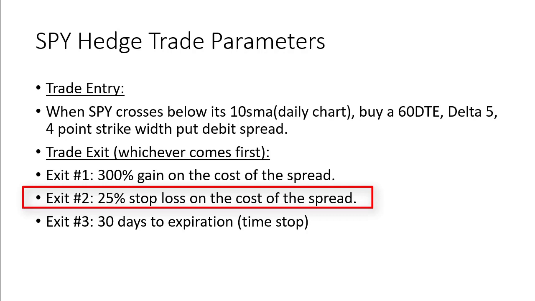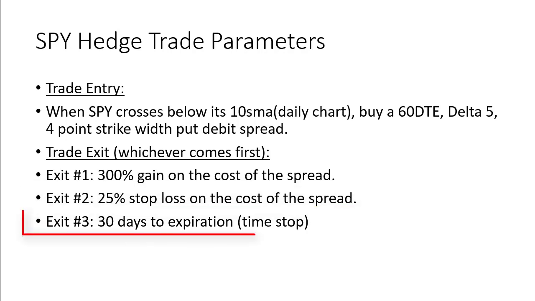So we're not going to hedge using the entire amount. We're not going to let it go to zero. We're going to exit the trade if it's not working, and that's going to be defined by a 25% stop loss. Exit number 3 is we're going to exit the trade at 30 days to expiration. So think about that. If you're buying a 60 DTE put debit spread, if in 30 days the market's just kind of chopping around and you haven't hit the stop loss and you haven't hit the max gain, we're just going to close the trade and take the hedge off, because obviously the big move didn't come.